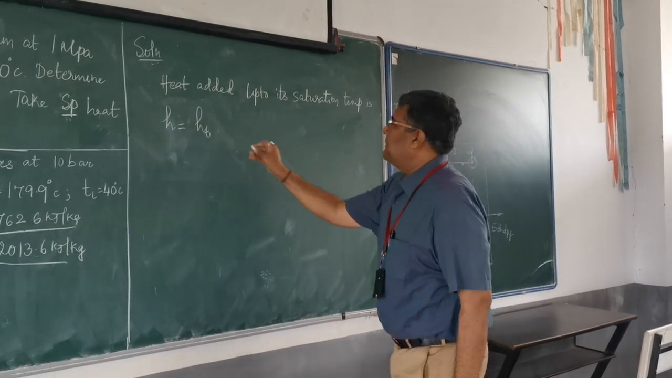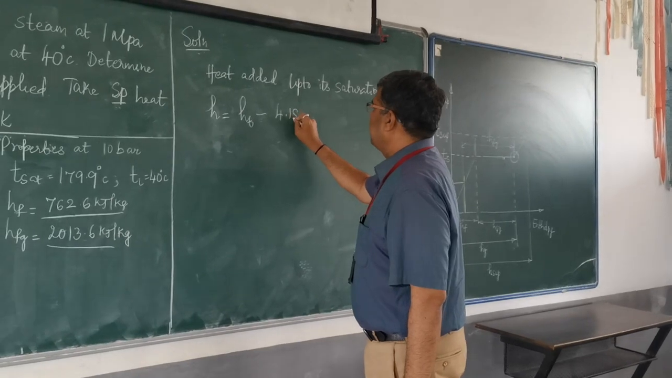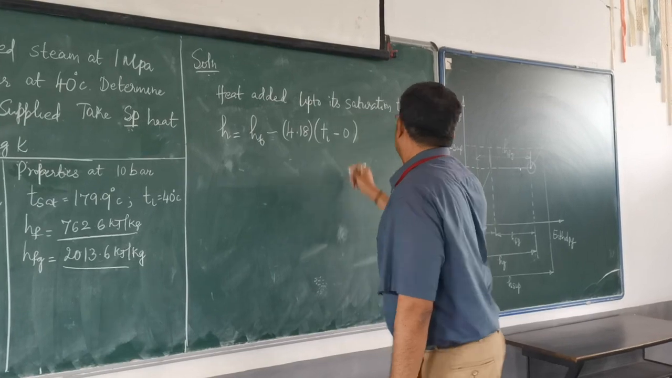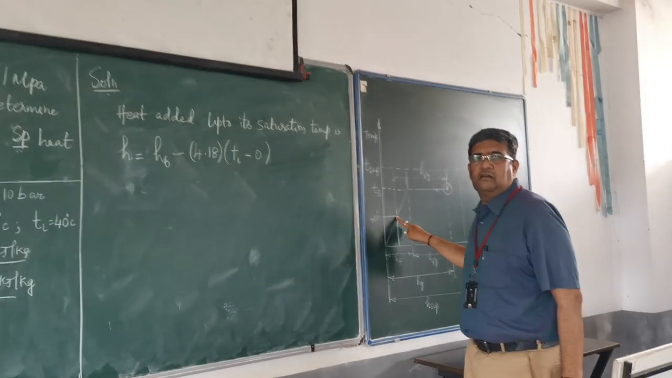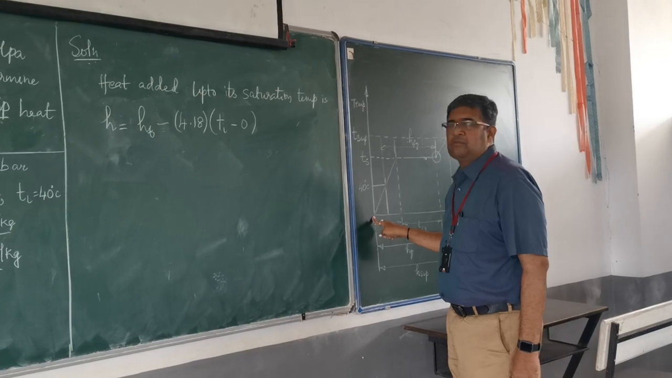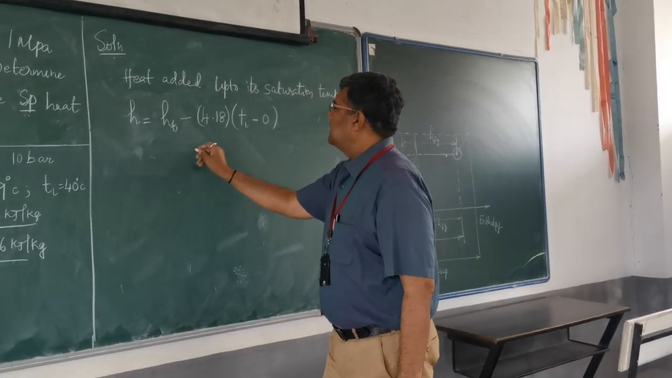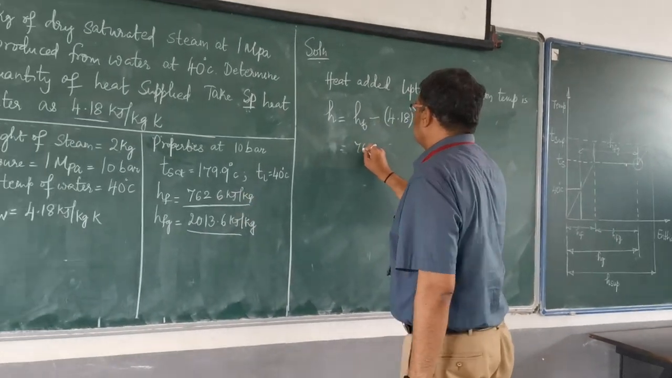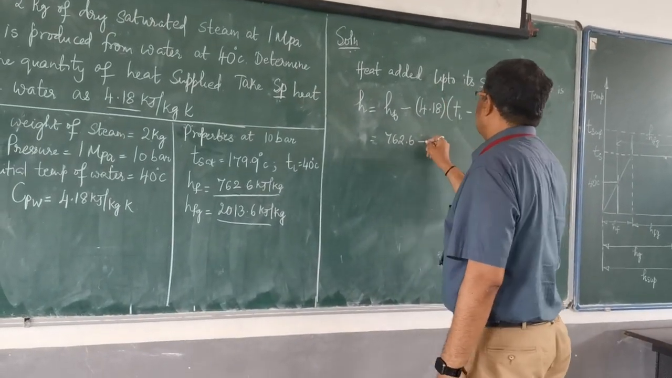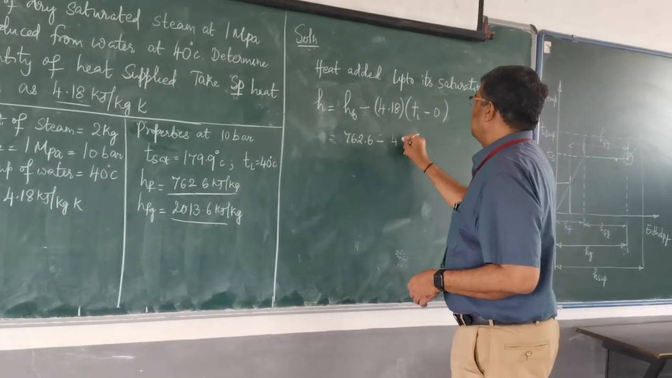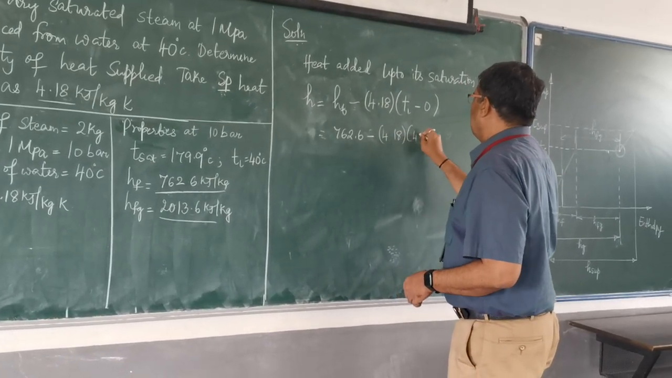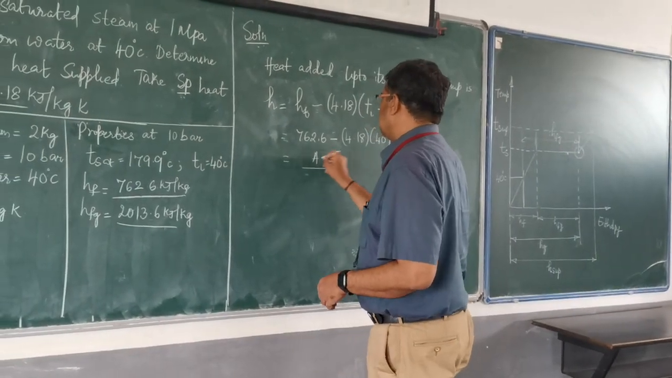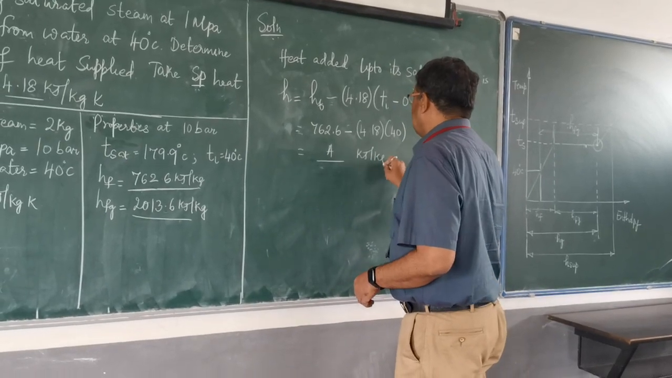How do I find out the subtraction? I will write this as 4.18 into Ti minus 0 degrees, because Ti is 40 and this is 0. That is HF. I know the value of HF, that is 762.6, minus 4.18 into 40. So I will get some value. This is kilojoules per kg.